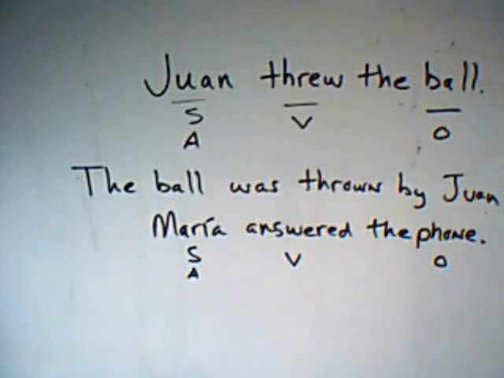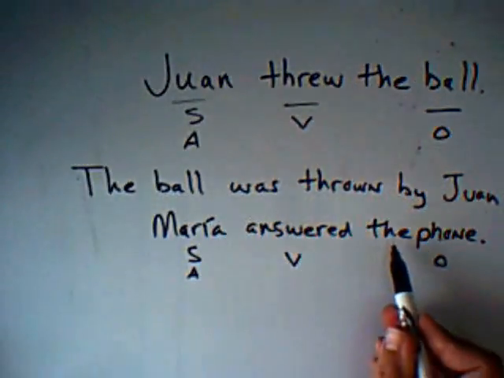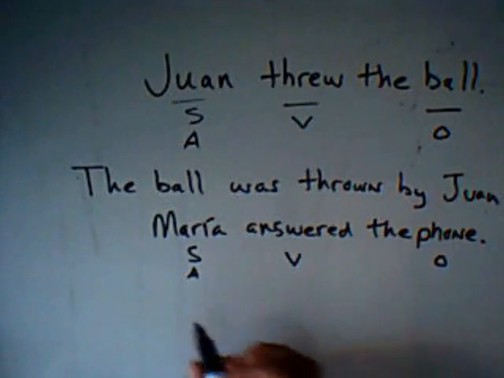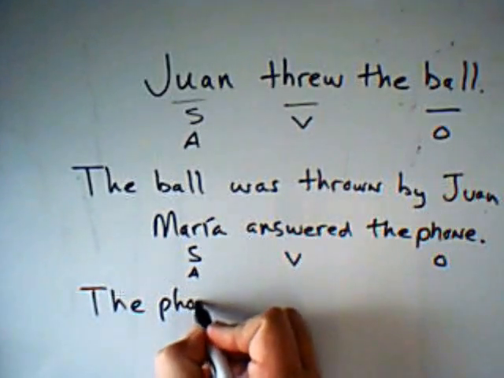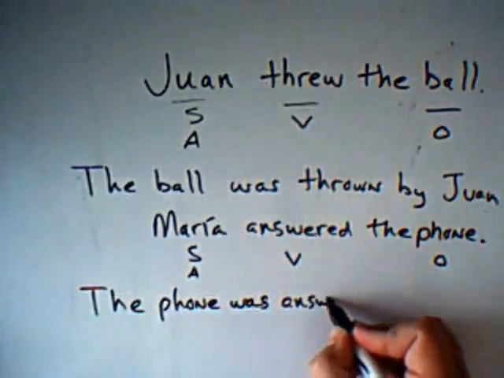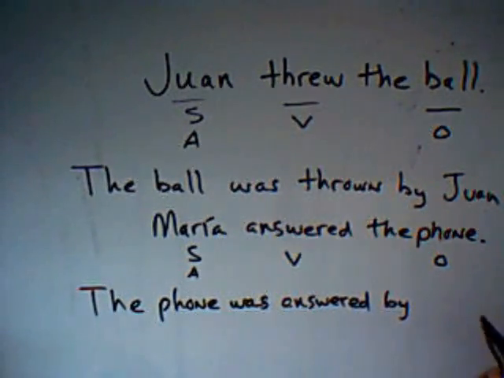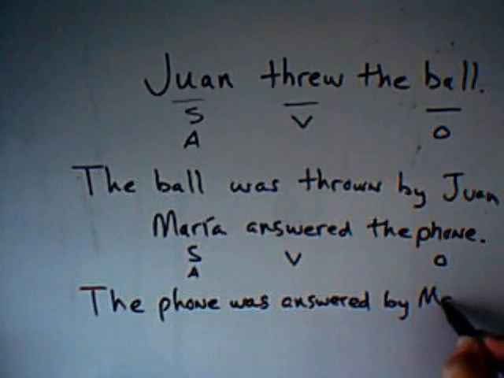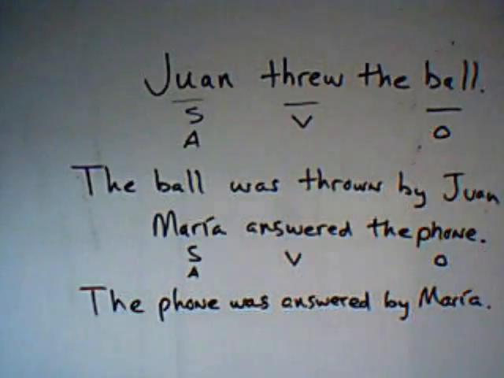Okay. But again, change the syntactical order into passive voice, where sort of the direct object becomes our subject, would be, you can guess it easily now, the phone was answered by, and now the agent comes at the end, by Maria. Okay? By Maria. The phone was answered by Maria. So that gives you an idea of what the passive voice is, at least in English, right?